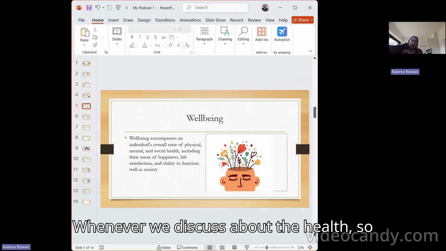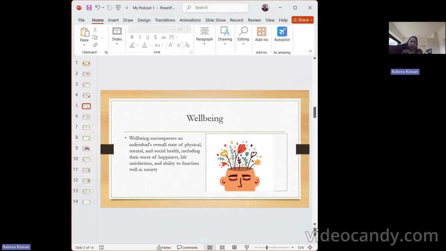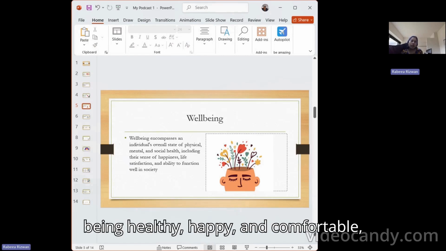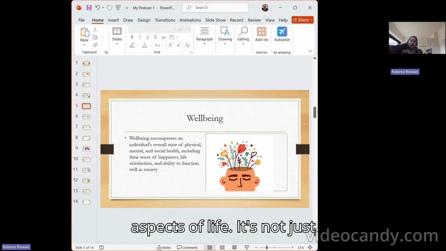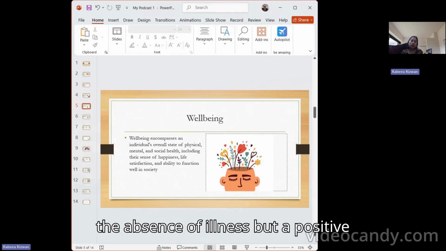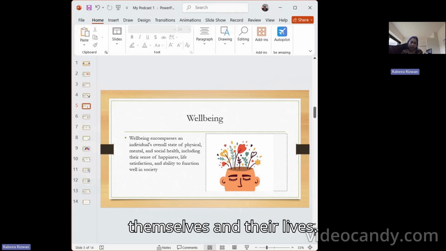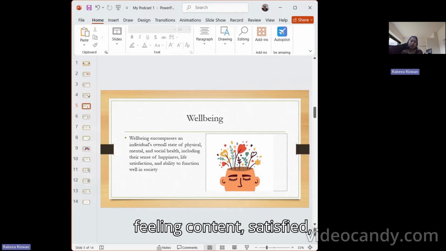Whenever we discuss health, of course the concept of well-being also comes up. Well-being refers to a state of being healthy, happy, and comfortable, encompassing physical, mental, and social aspects of life. It's not just the absence of illness, but a positive state where individuals feel good about themselves and their lives. Good well-being is characterized by feeling content, satisfied, and having a positive outlook on personal and professional experience.